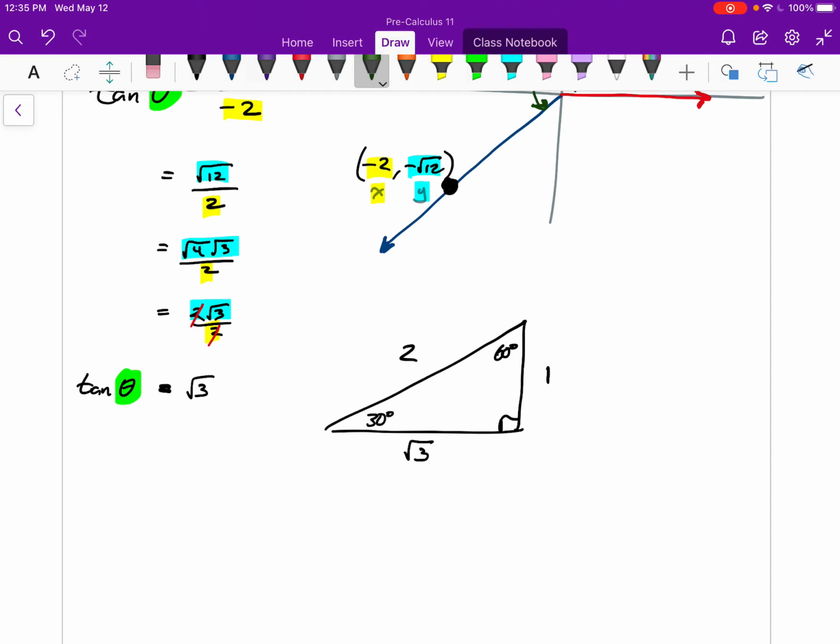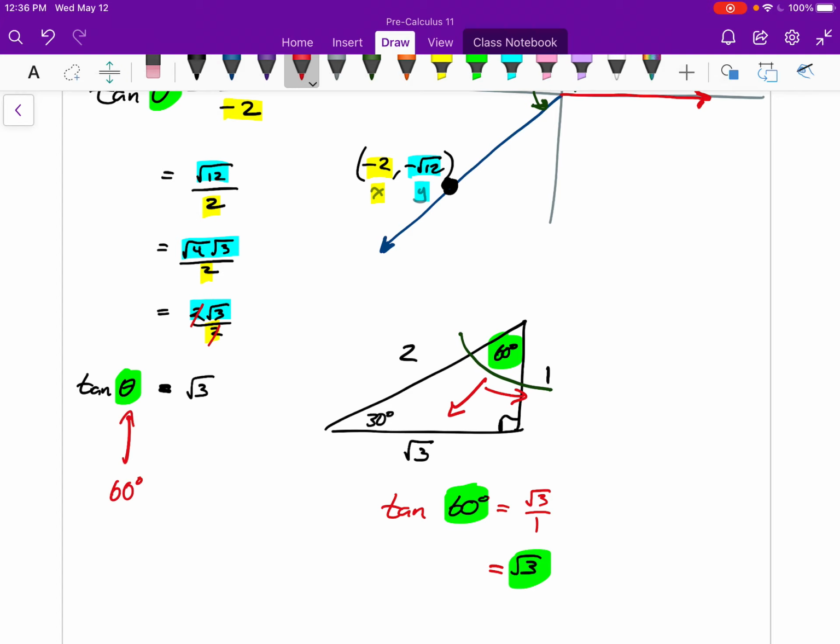Well, if I look at this triangle, if I look at the 60 degree angle, from 60 degrees, tangent is opposite over adjacent. So I now know, and again, this actually came up in an earlier lesson, but without a calculator, I know the tangent of 60 degrees equals root 3 over 1, or just root 3, which means it looks like theta is 60 degrees.